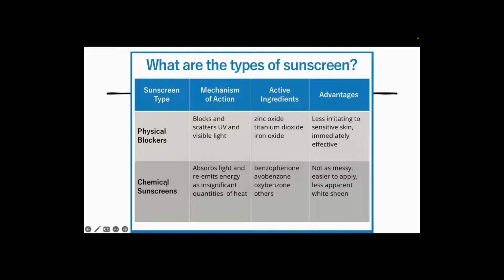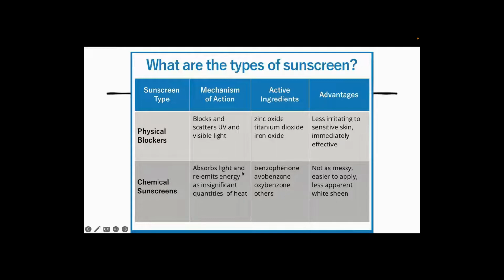Chemical sunscreens, which are a bit more popular, absorb light and re-emit energy as insignificant quantities of heat. The active ingredients in these include benzophenone, avobenzone, and oxybenzone, and others, a lot of them ending with this word benzone, which is a type of chemical ingredient that, as we said, re-emits the energy to prevent sunburns. The advantages of this are they're not as messy, they're easier to apply, and they're less apparent than the white sheen that you usually see with the physical blockers.